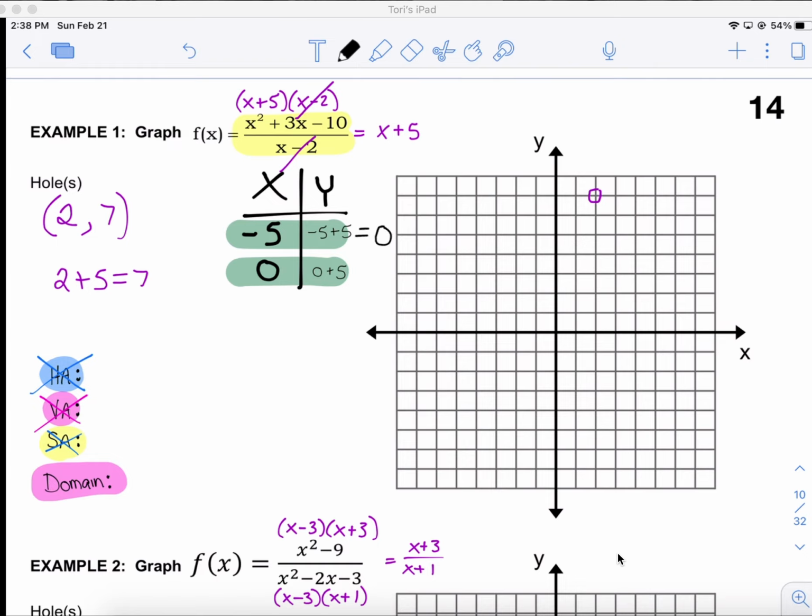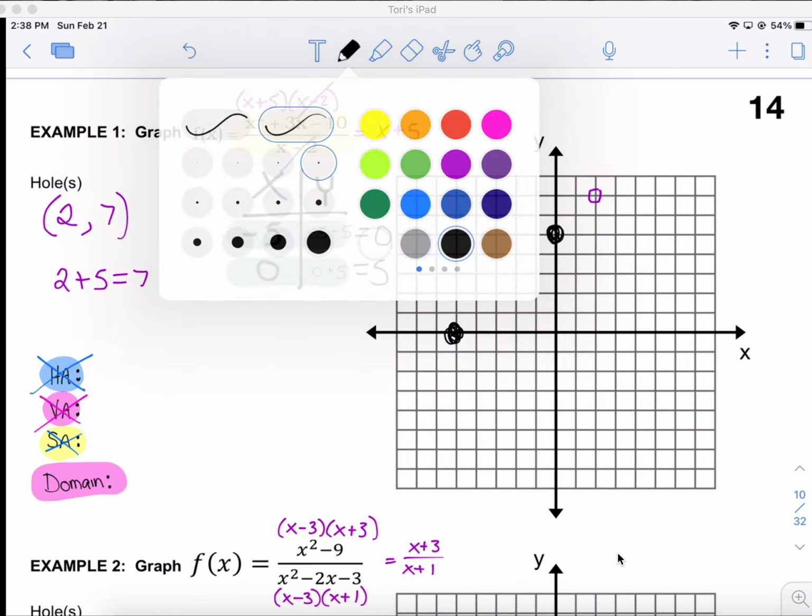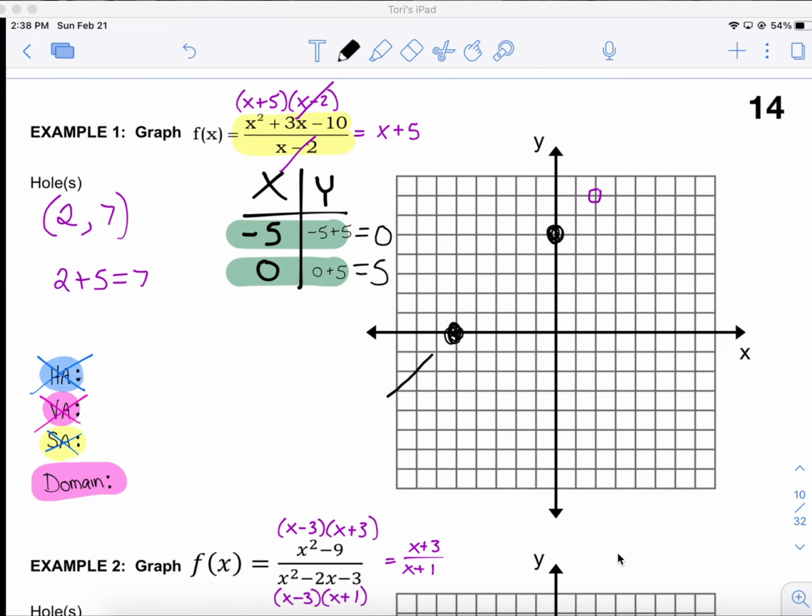And then what happens for my y-intercept? If I plug in 0 for the x, I would get out a 5. So I should have an intercept right here at (-5, 0), and right here at (0, 5), which makes sense because this is going to be a linear graph. So I'm going to go ahead and draw my line.